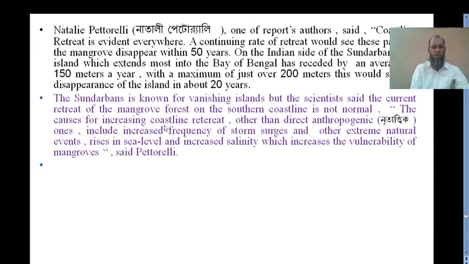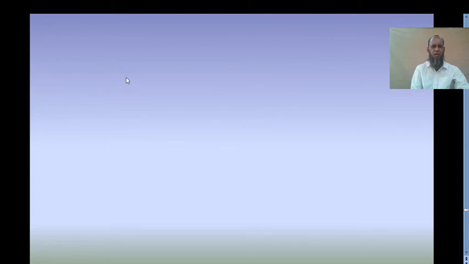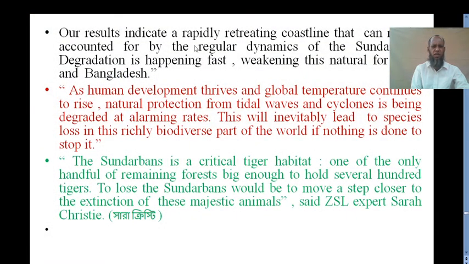The causes of increasing coastline retreat, other than direct anthropogenic ones, include increased frequency of storm surge and other extreme natural events, rises in the sea level, and increased salinity, which increases the vulnerability of mangroves, said Portarelli. Our results indicate a rapidly retreating coastline that cannot be accounted for by the regular dynamics of the Sundarbans. Degradation is happening fast, weakening this natural shield for India and Bangladesh. Here, the word shield has been missed. You have to read here, natural shield for India and Bangladesh.